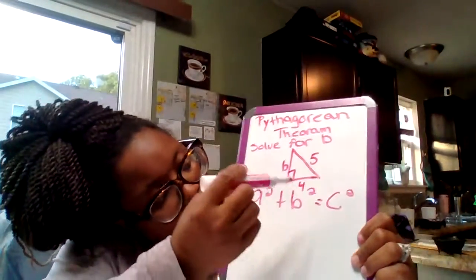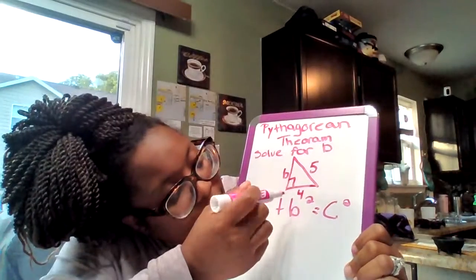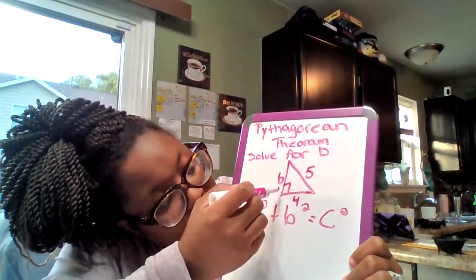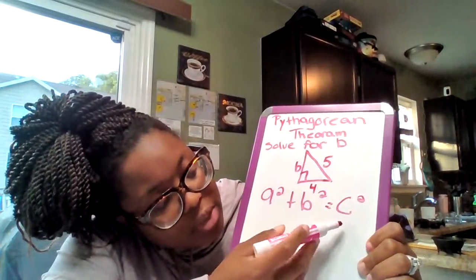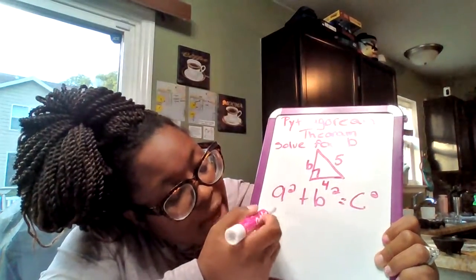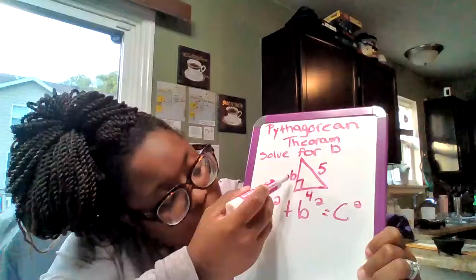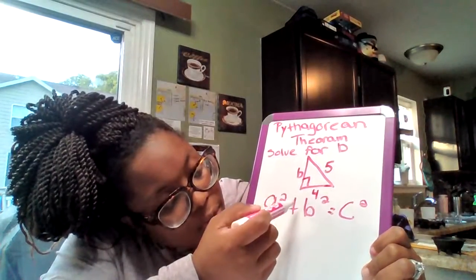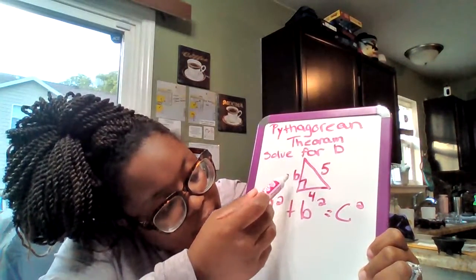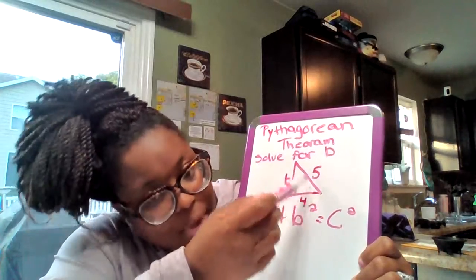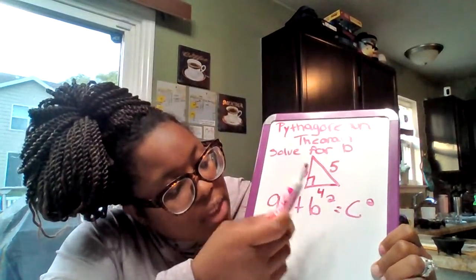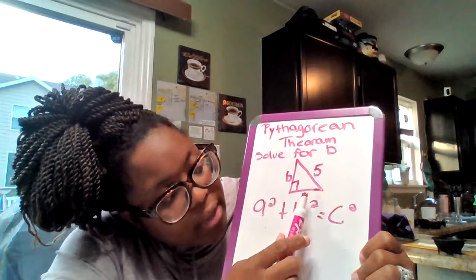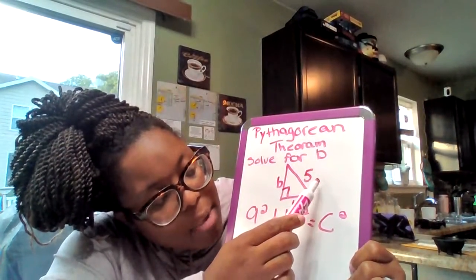As you can already see, I've already labeled it. We have the legs of a triangle. So, let's explain what a squared plus b squared equals c squared means. The a squared is going to be one of the legs. The b squared will be the other leg. And then the c is going to be the hypotenuse. What is given to us is one of the legs and the hypotenuse.